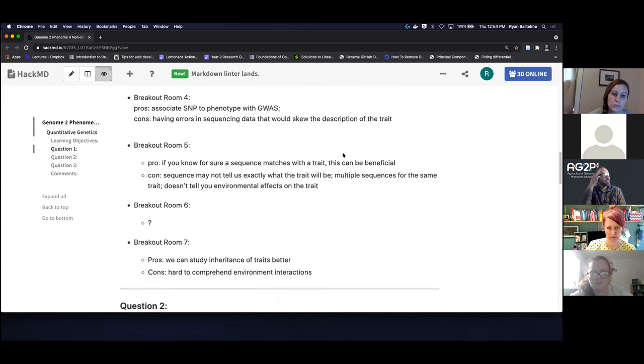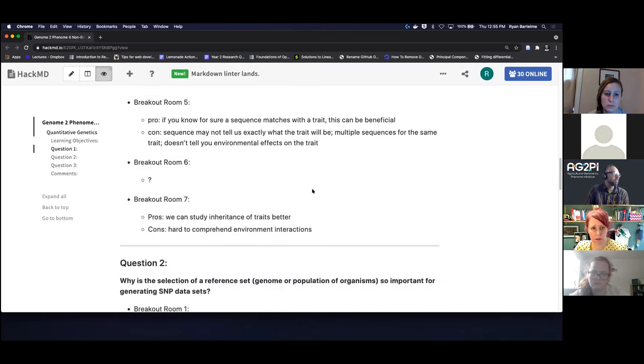Breakout room four, associate the SNP to phenotype with GWAS. So that's a pro of using that technology. Having errors in the sequencing data that skew the description of the trait. We didn't really touch on the sequencing technologies. And that's something that if you're going to go down this road yourself and do these experiments, different sequencing platforms are going to have different errors associated with them. So that's very well documented in the scientific literature.